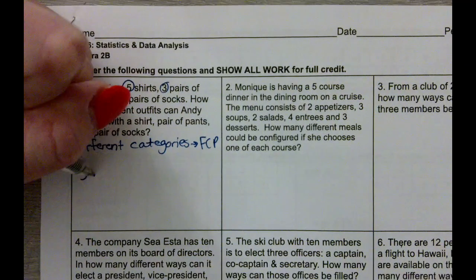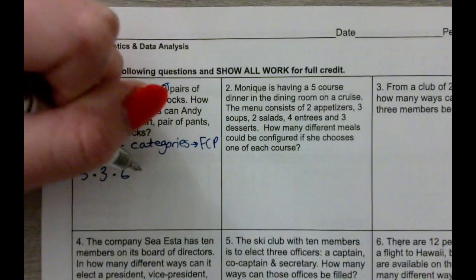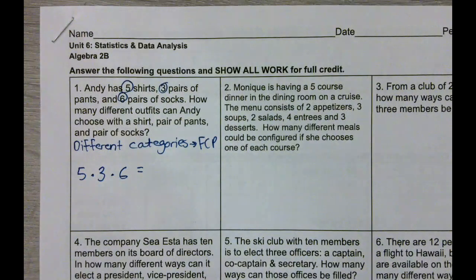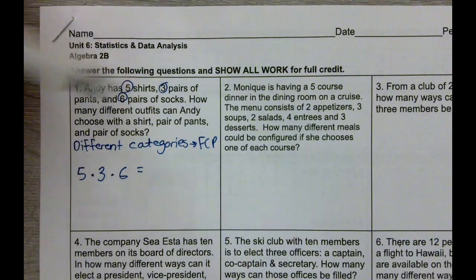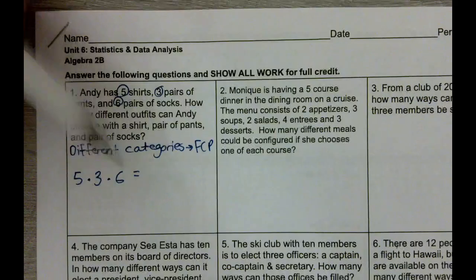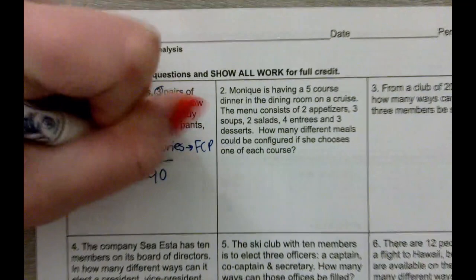So we have 5 times 3 times 6. Make sure you have all of the numbers. The biggest mistake I see on these problems is students just leaving a number or two behind in the directions. So that's why I circle them, just so I don't forget anything. Okay, 5 times 3 times 6, that's going to be 90.